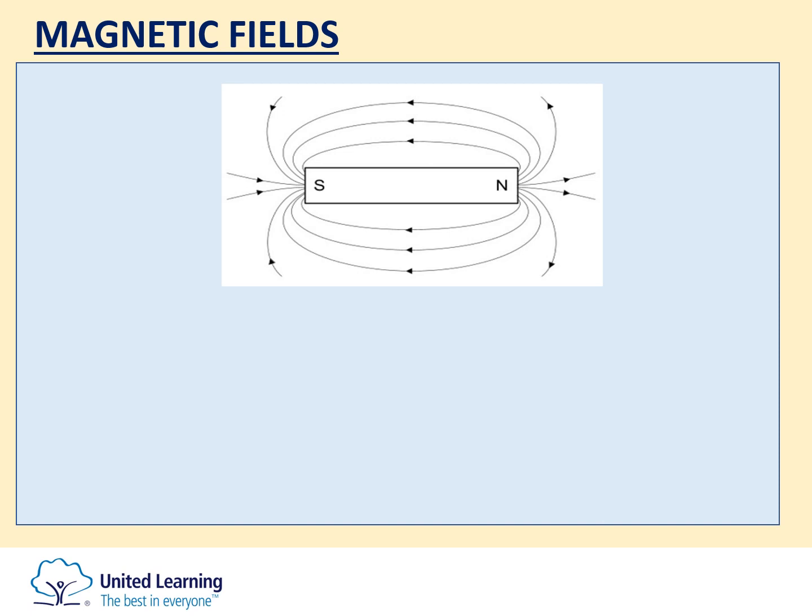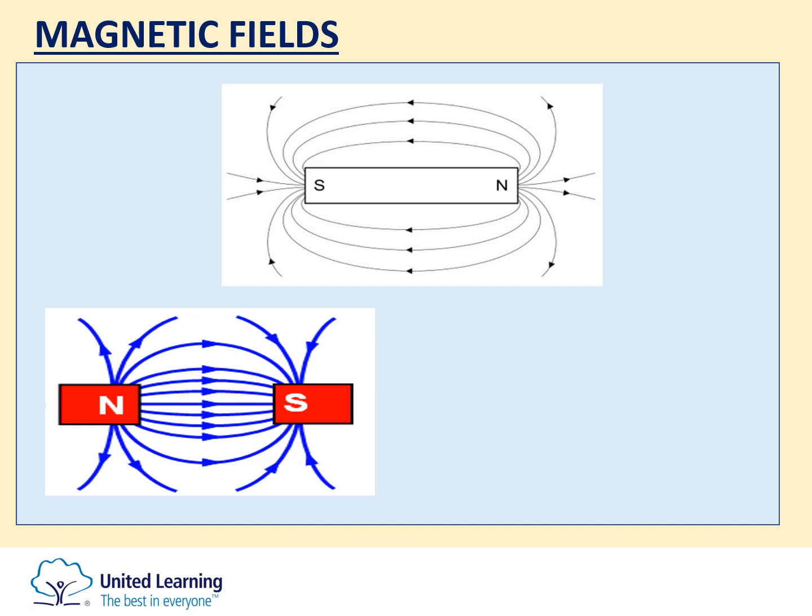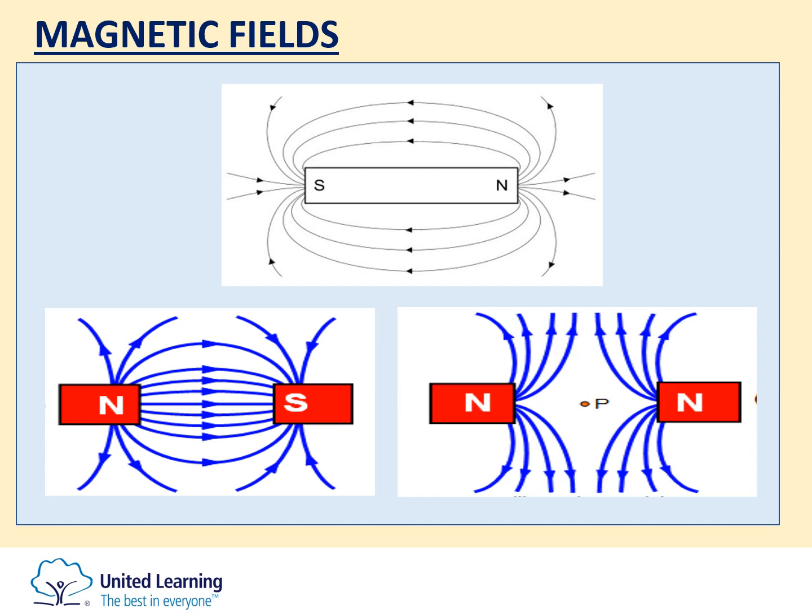When magnets interact, their magnetic fields interact. So when you have two magnets that are attracting each other, so opposite poles of the magnets, then the field lines join together. The magnetic field lines coming out of the north pole of one will join directly on to the south pole of the other, which means in between the two magnets you get an area of very strong magnetic field.